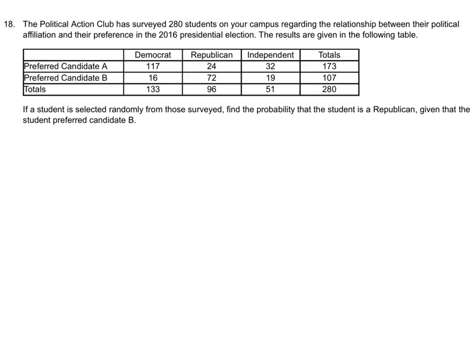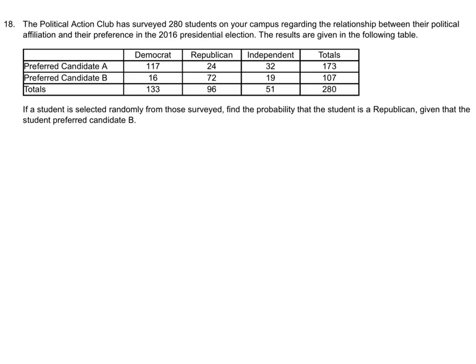The Political Action Club has surveyed 280 students on your campus regarding the relationship between their political affiliation and their preference in the 2016 presidential election. The results are given in the following table. If a student is selected randomly from those surveyed, find the probability that the student is a Republican given that the student preferred candidate B.